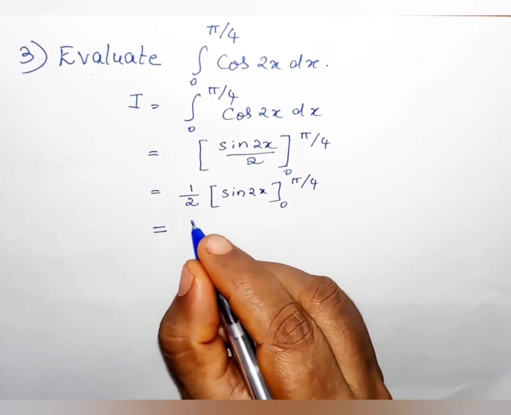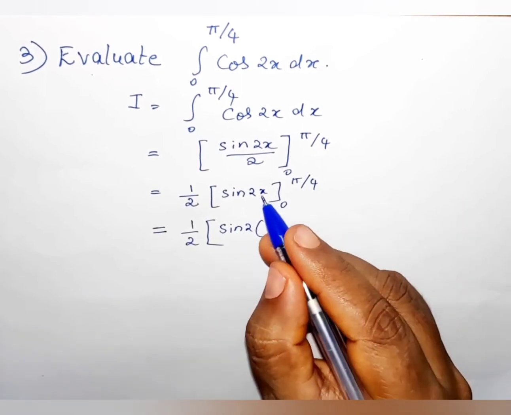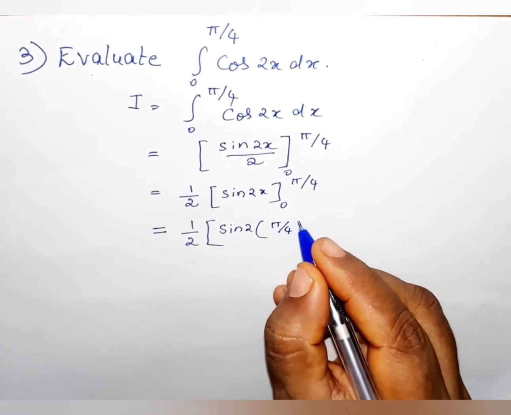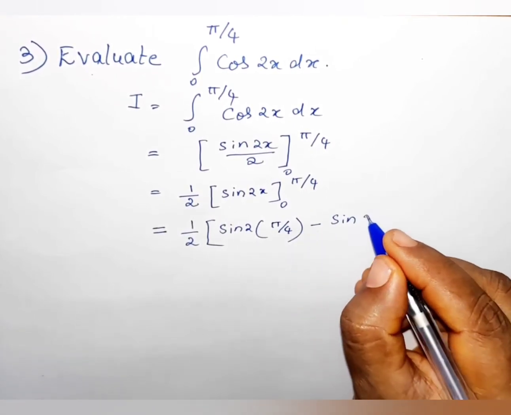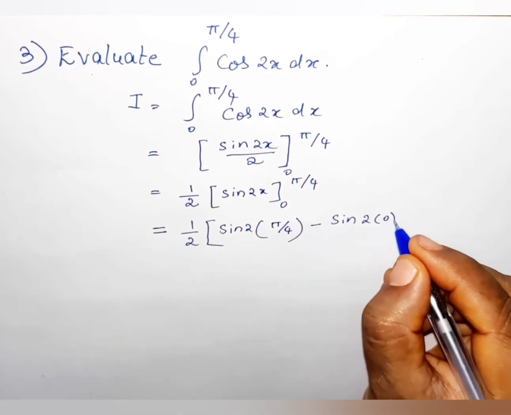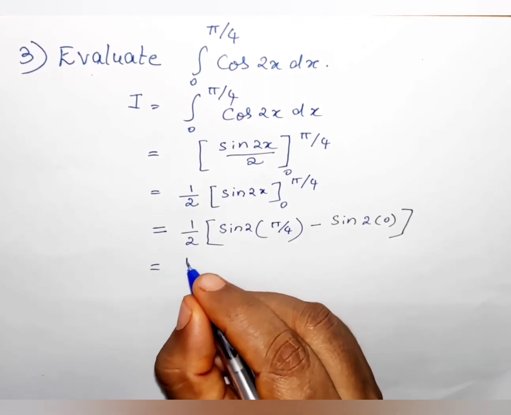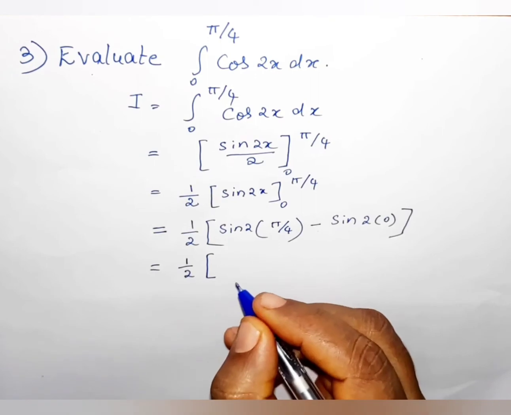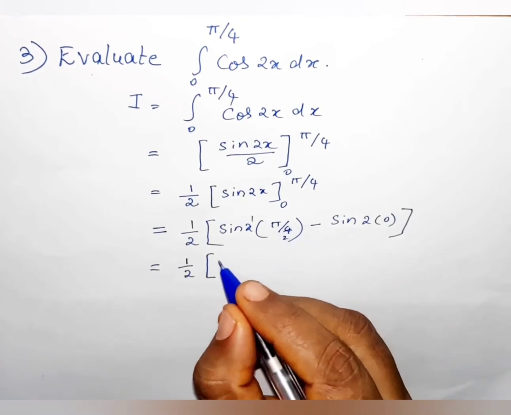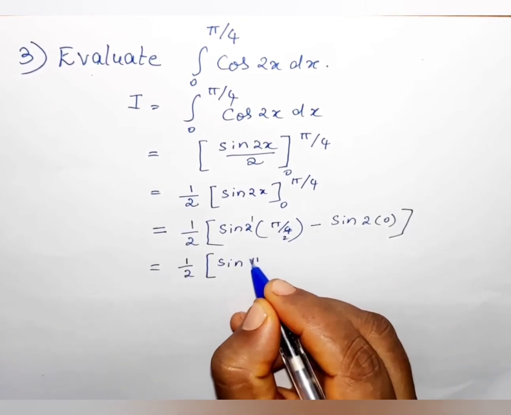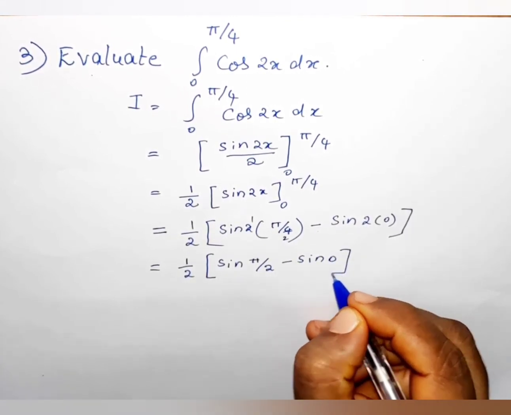Now this will be equal to half of sin 2 into, in place of x we have to substitute the upper limit. So we are writing pi by 4, minus sin 2 into, in place of x we substitute the lower limit. Our lower limit is 0, so it becomes sin 2 into 0. Now this will be equal to half of sin, we can cancel 2 and pi by 4, that is 2 ones are 2, 2 twos are 4. So this will become sin pi by 2. Sin pi by 2 means sin 90, minus sin 2 into 0, which is sin 0.